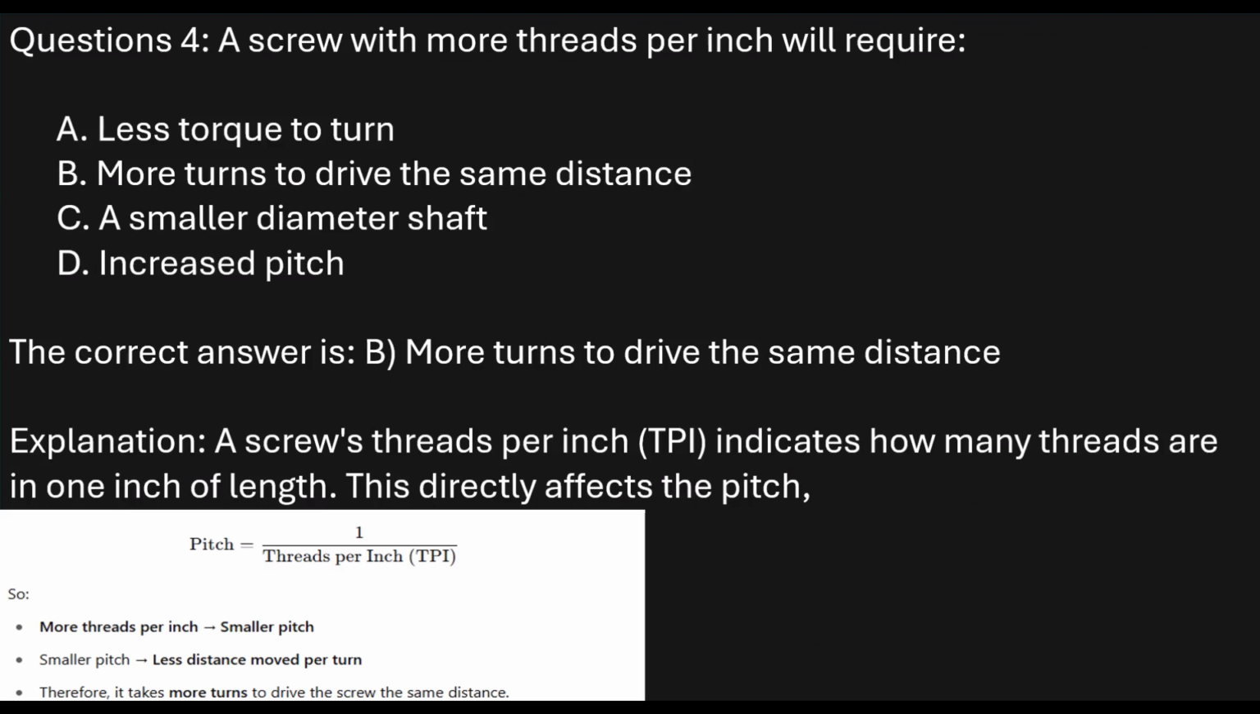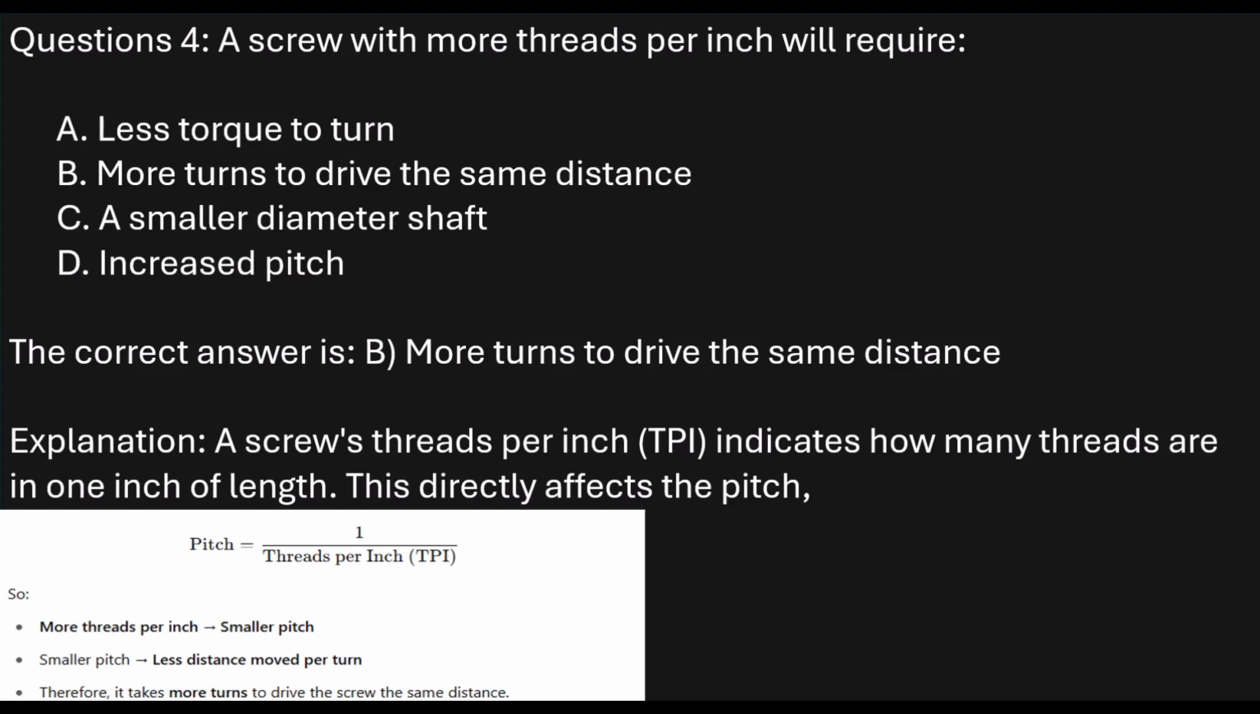So question 4: a screw with more threads per inch will require option A, less torque to turn. Option B, more turns to drive the same distance. Option C, a smaller diameter shaft. Option D, increased pitch. The correct answer is option B, more turns to drive the same distance.